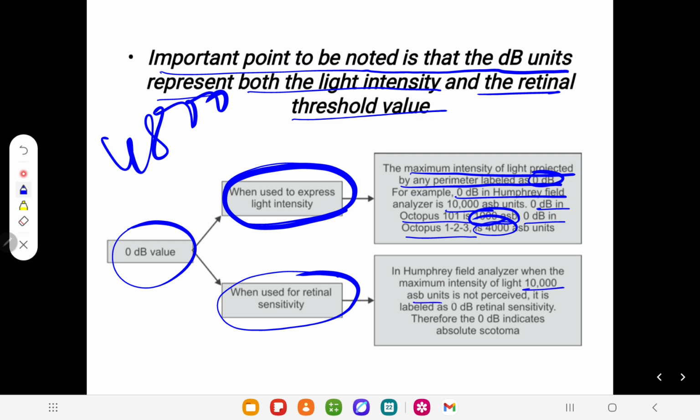Another thing is, when used for retinal sensitivity, in the Humphrey field analyzer, when the maximum intensity of 1000 apostilb unit is not perceived, it is labeled at 0 decibel retinal sensitivity. It means retinal sensitivity is absolutely 0. Therefore, 0 decibel indicates the absolute scotoma.